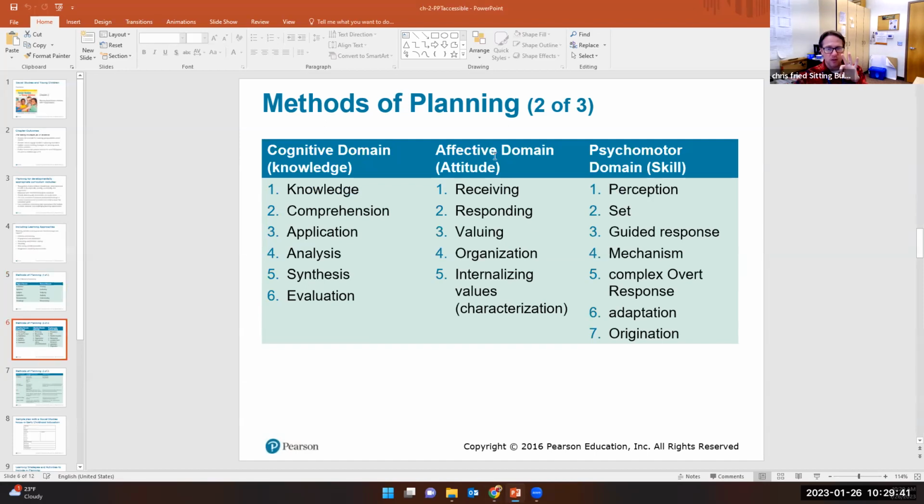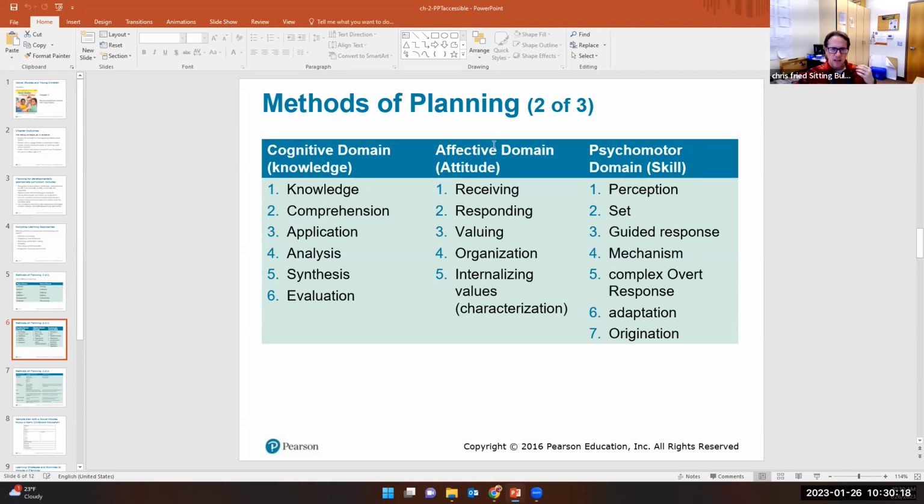So we have three domains of understanding in regards to development for children and us as adults. We have the cognitive, the affective, and the psychomotor domain, right? The cognitive domain is knowledge. It's our brain, right? It's our thinking. These are some components that we look at in regards to the cognitive domain. We have knowledge, comprehend, apply, analyze. So it's all the stuff regarding our thinking.